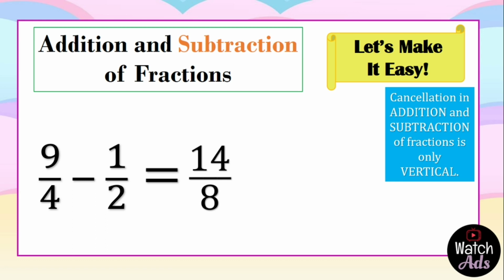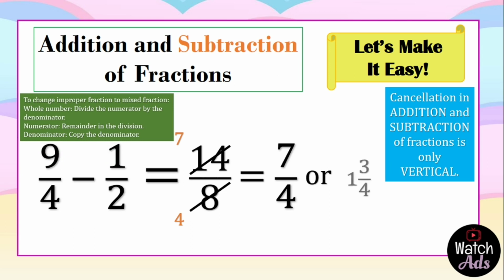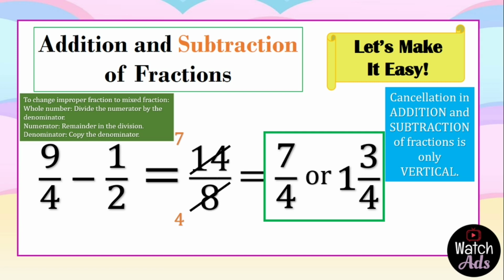14 over 8 is not in the lowest term. It has the greatest common factor, that is 2. We divide 14 and 8 by 2 gives us 7 over 4. For the improper fraction, 7 over 4 is accepted, but we can just change it to a mixed fraction. How many 4s are there in 7? There is only 1. Then 7 less 4 is equal to 3. So our mixed form is 1 and 3/4. And that's our final answer.